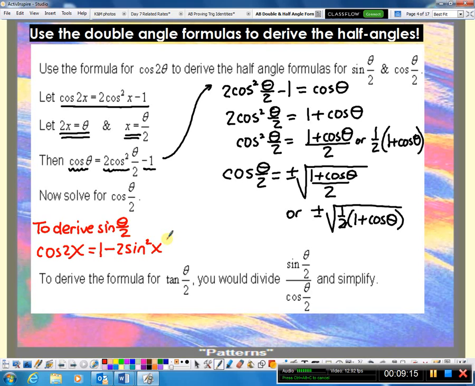If I wanted to derive tangent theta over 2, I would simply take the formula for sine theta over 2 and the formula for cosine theta over 2, and I would clean those up.